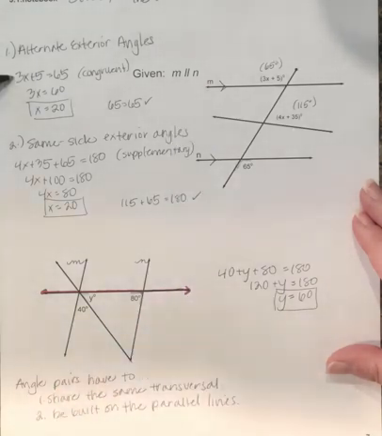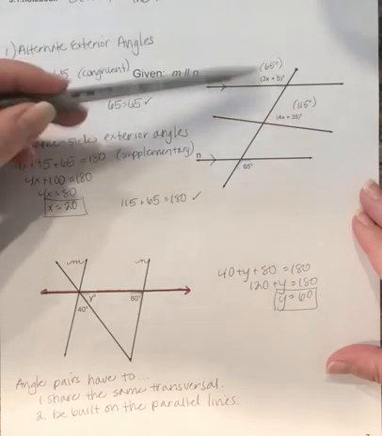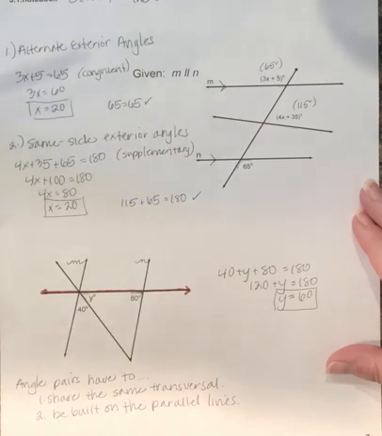That's why I set 3x plus 5 equal to 65, and then I solved. And again, when I substitute x in for 20, I do get 65, so those angles are congruent, and that's how it should have worked out.